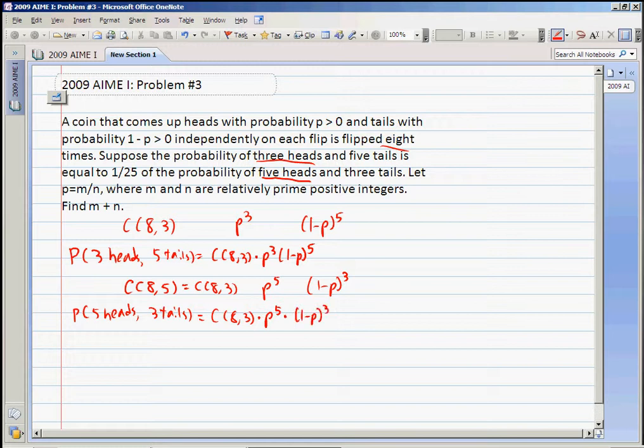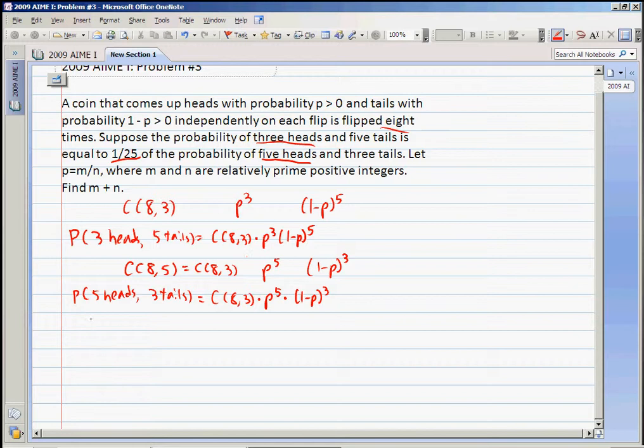The original problem statement says that the probability of 3 heads and 5 tails is equal to 1/25 of the probability of 5 heads and 3 tails. Putting this statement in equation form gives us 8 choose 3 times p cubed times 1 minus p, quantity raised to the 5th, equal to 1 over 25 times 8 choose 3 times p to the 5th times 1 minus p, quantity cubed. Now we have to solve this equation for p.